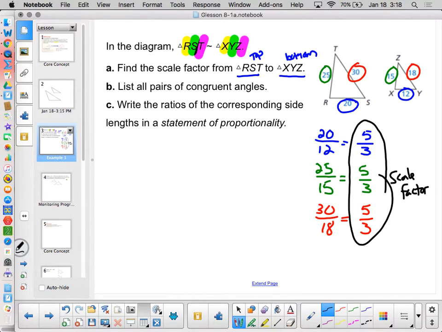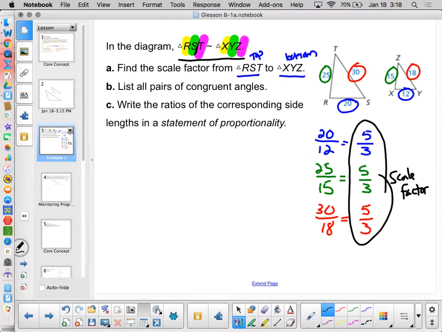Now, I went further than I needed to here. Since we were told that they were similar up here, I could have just reduced one of them. But I wanted to demonstrate that all of them are going to reduce to the same thing. It doesn't matter which one you choose. But you have to pick corresponding sides when you're creating that. If I do 20 over 18, non-corresponding sides, I'm not going to get the 5 to 3 scale factor, and that would be a wrong answer.